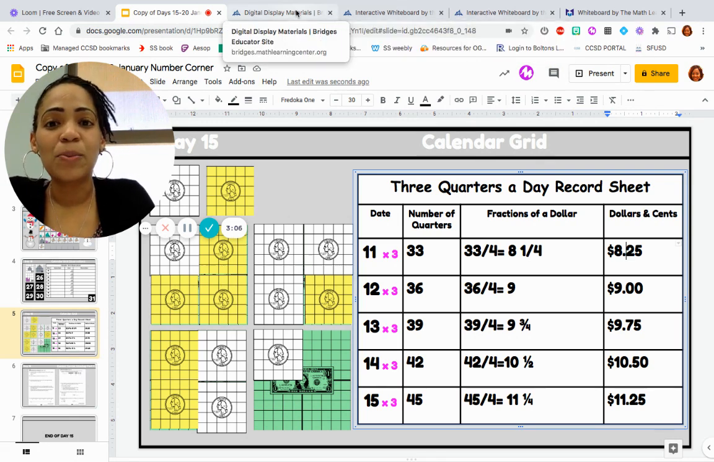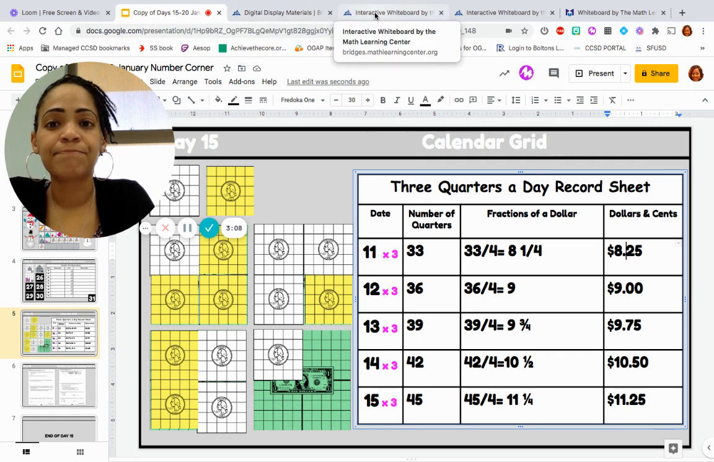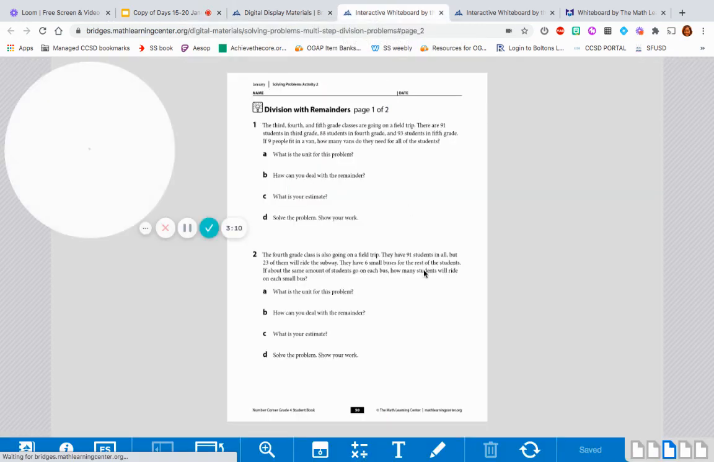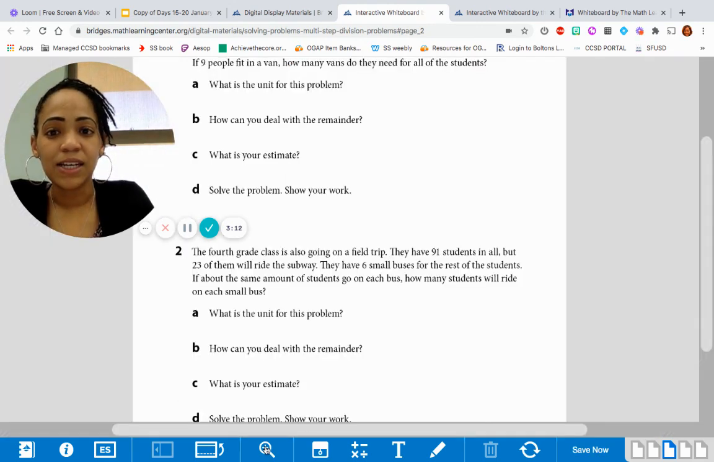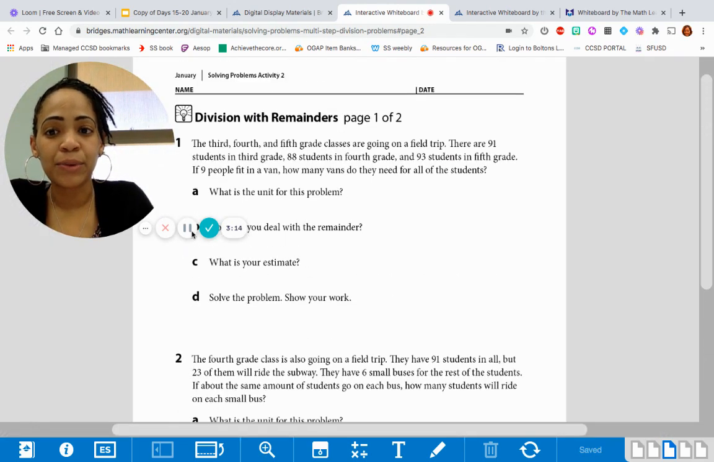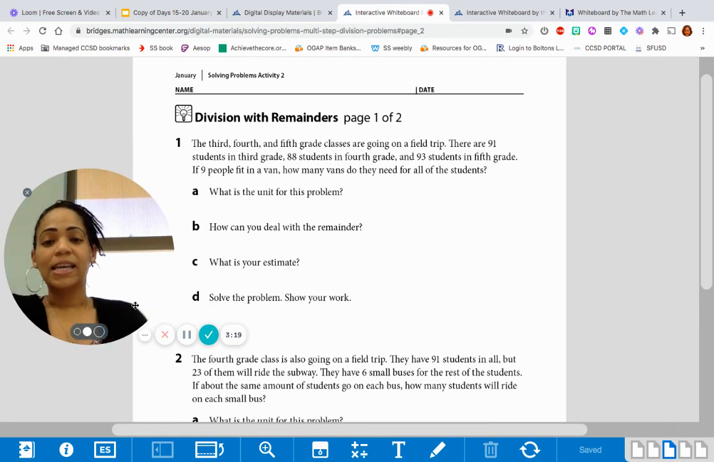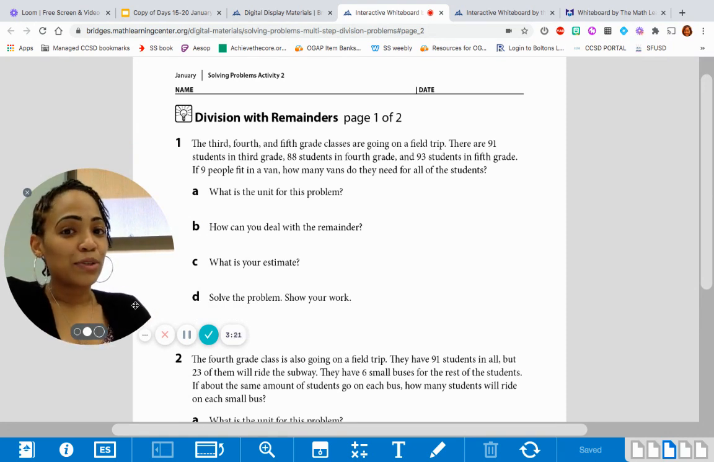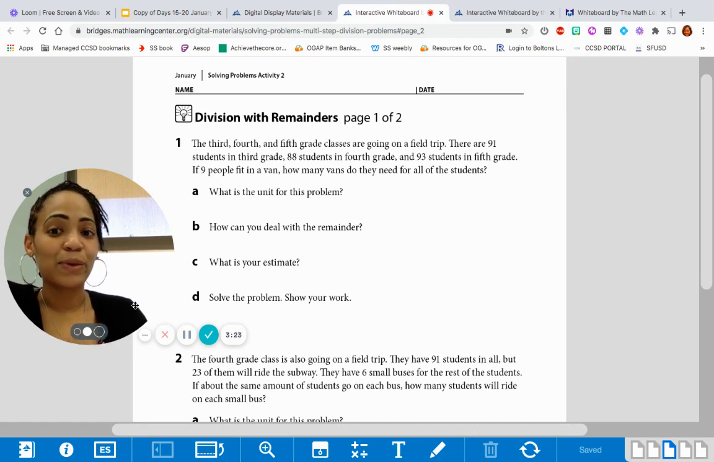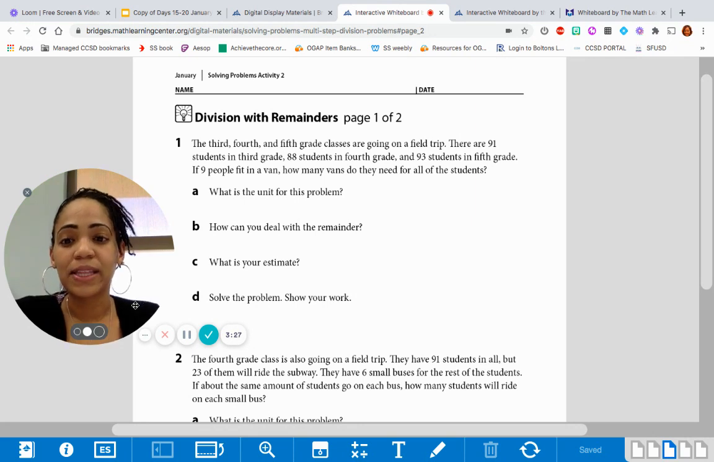So let's open up our journals and turn to page 50. We are going to work together through number 1, solving some division word problems. And then you guys are going to work on number 2 on your own, and we'll come back together and we will review the answers. Okay, so let's start with number 1.